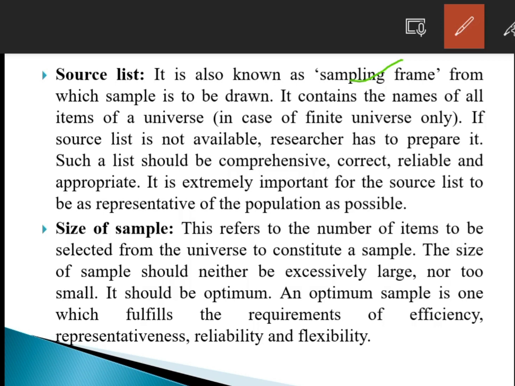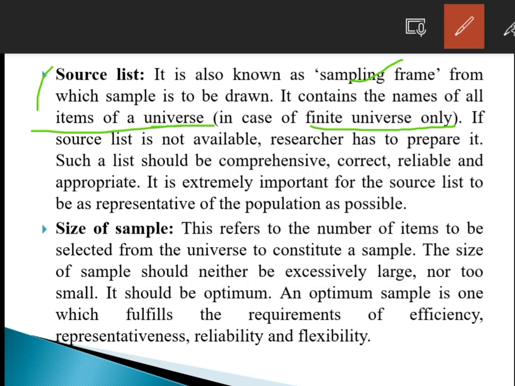When we discuss a finite universe, we know how many respondents there are, that is, a certain number of items. Then we have to name all the items of the universe. If a source list is not there, the researcher has to prepare it. Such a list should be comprehensive, correct, reliable and appropriate. It is very important for the source list to be as representative of the population as possible.